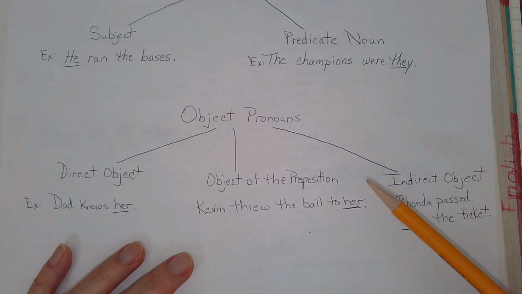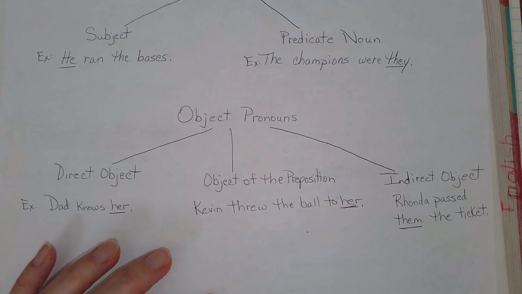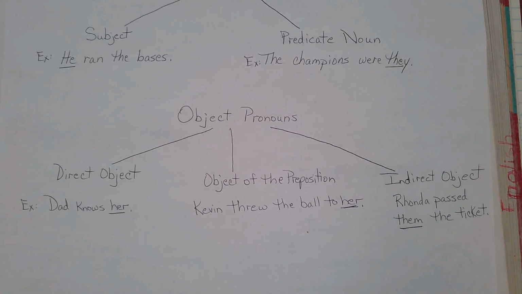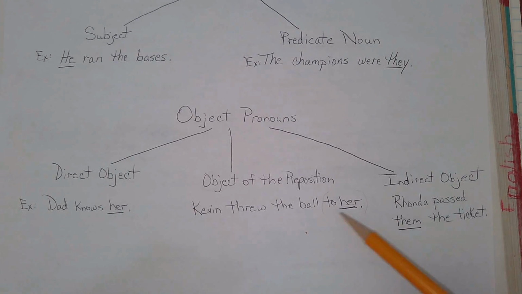Okay, let's look at it as an object of the preposition. You guys know about prepositional phrases. That last word, that last noun or pronoun in a prepositional phrase, if it's a pronoun, needs to be an object pronoun. So, Kevin threw the ball to her. "To" is a preposition, so this is a prepositional phrase, therefore it needs to be an object pronoun. You would not say "Kevin threw the ball to she" or "to he." That would be incorrect. It would need to be "her," "him," "them," something like that.